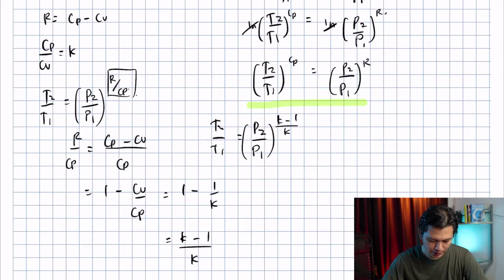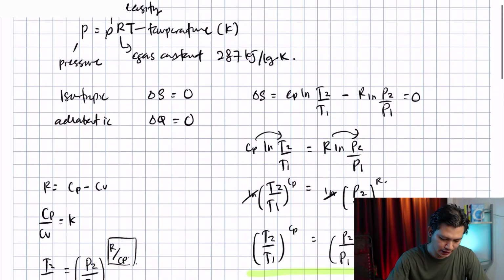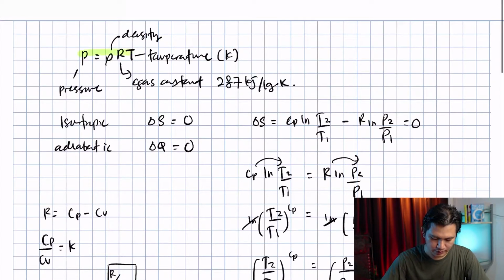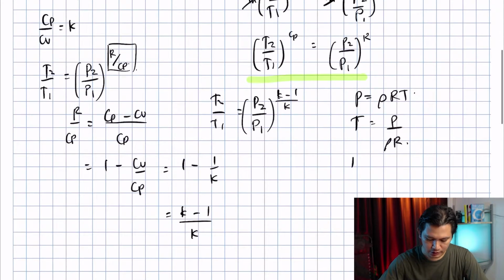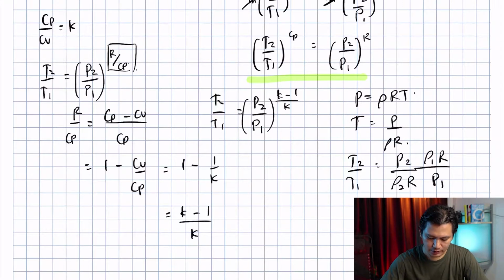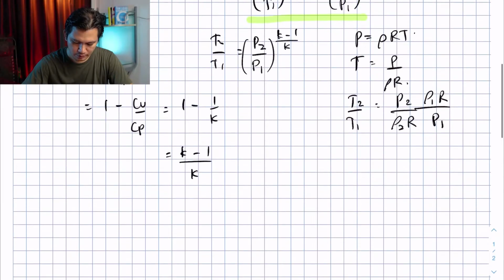If I go back to my ideal gas equation, P equals rho times R times T, so T must equal P divided by rho times R. So T2 over T1 will be P2 over rho 2 R divided by P1 over rho 1 R, which equals P2 over P1 times rho 1 over rho 2. I can cancel R out.